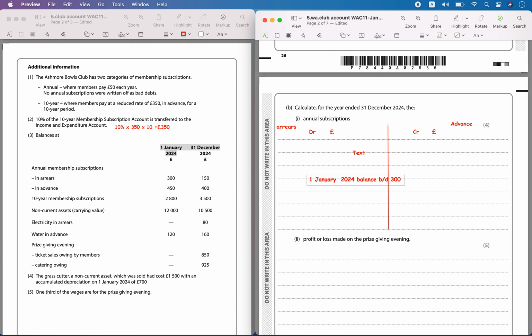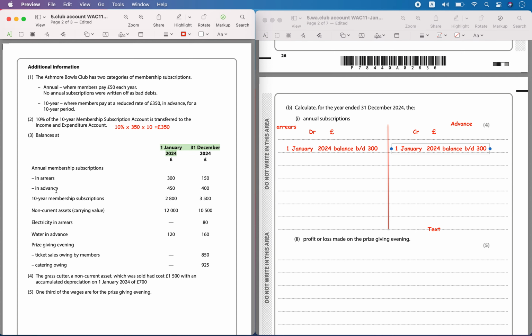The balance brought down was 300 in arrears. Then on the same date, they had a balance BD on the credit side as an advance of 450. So let's write that on this side, 450. After that we also have the ending balances, so let's write that also.